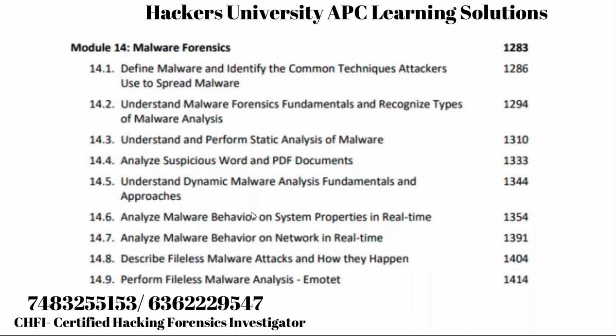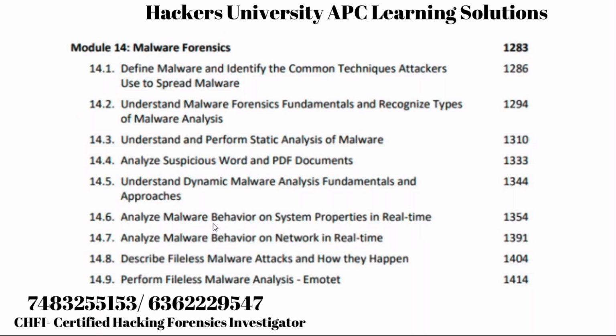It's a malware analysis, you can say. So define malware and identify the common techniques attackers use to spread malware. Here we will recognize the types of malware analysis, like static and dynamic malware analysis. So we'll perform static malware analysis, then analyze suspicious malware, maybe a suspicious Word or PDF document. We'll try to analyze it, and their approaches we will discuss.